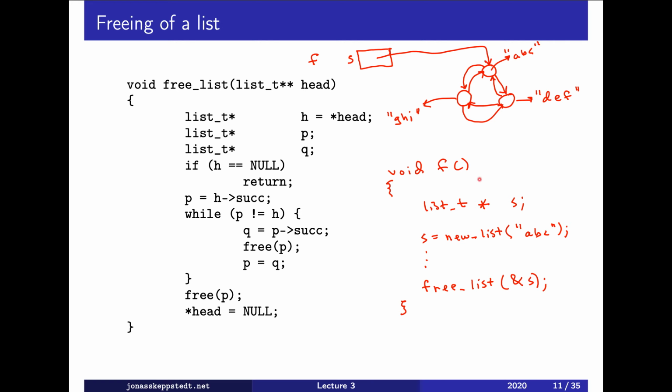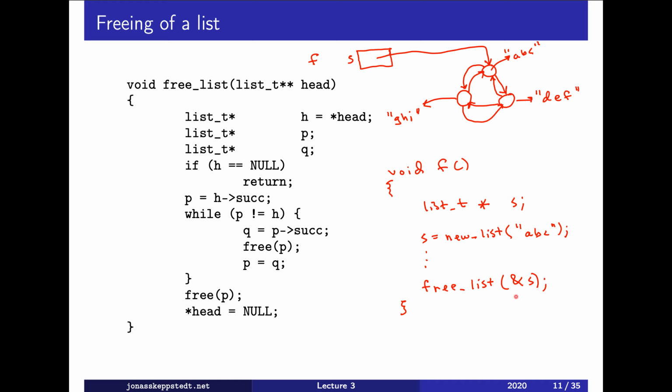And then we add 2 more nodes, and then we want to free this list. That means all of this. Okay, so there are different alternatives to freeing a list. One is, as we do here, namely to give the address of this pointer, and the idea is that this will become a null pointer when we return from free list.